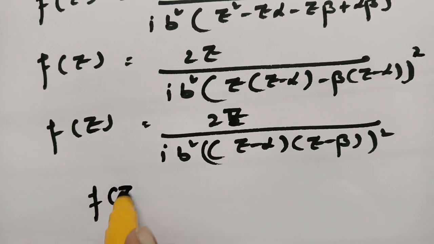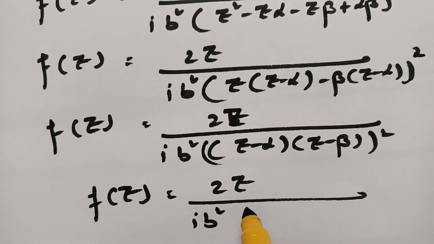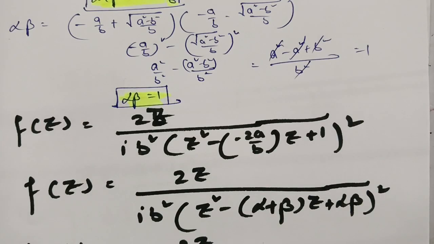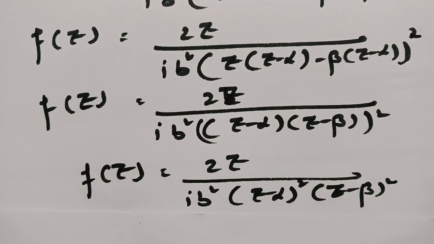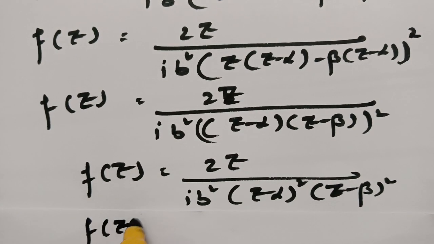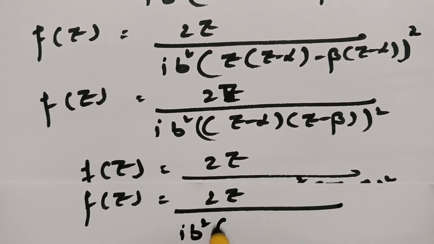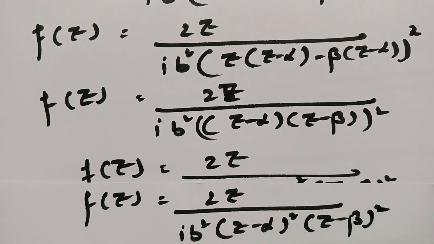Therefore our f of z value is equal to 2z by i b square into (z minus alpha) whole square into (z minus beta) whole square. So we got our f of z value ready. After getting f of z ready, we have to find the residue for the interior pole alpha. So this is our f of z: 2z by i b square into (z minus alpha) whole square into (z minus beta) whole square.